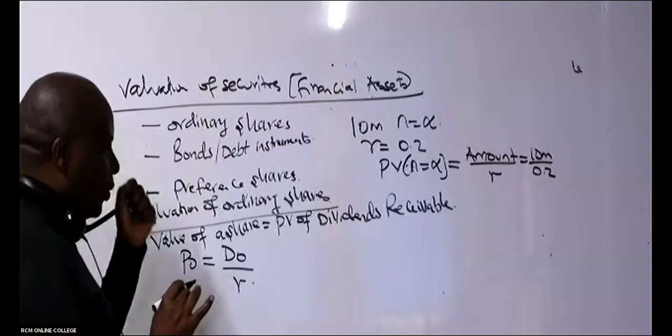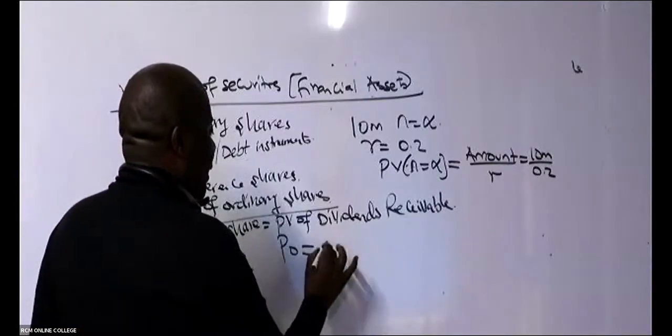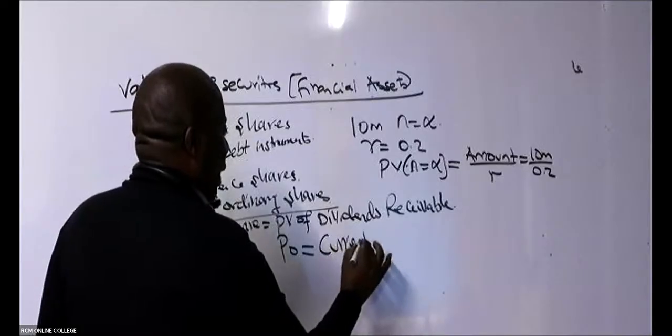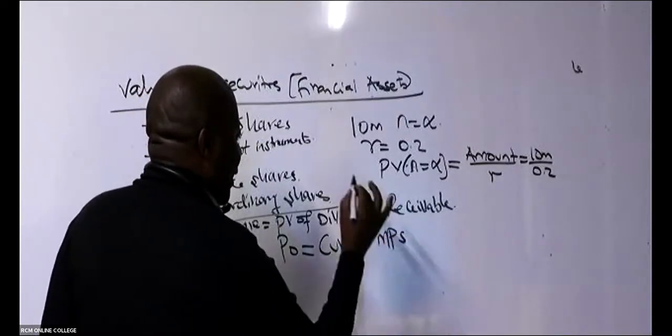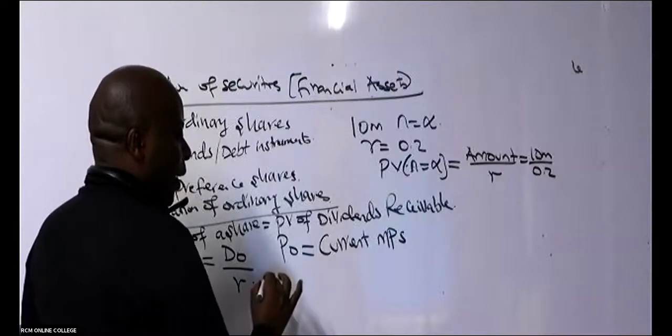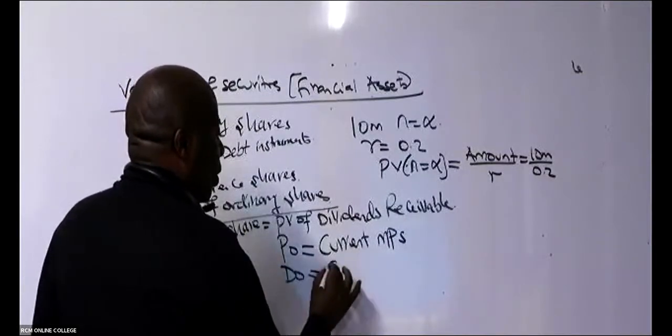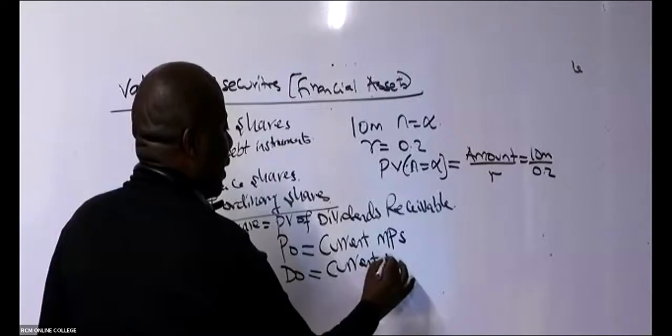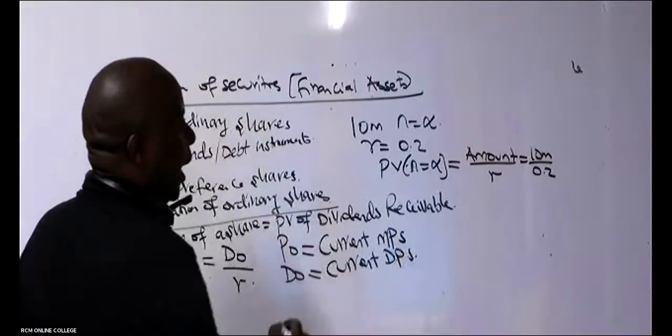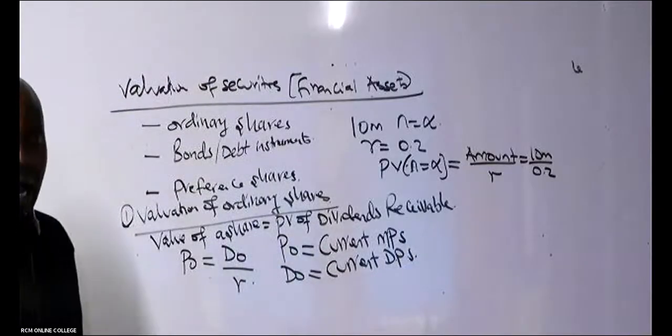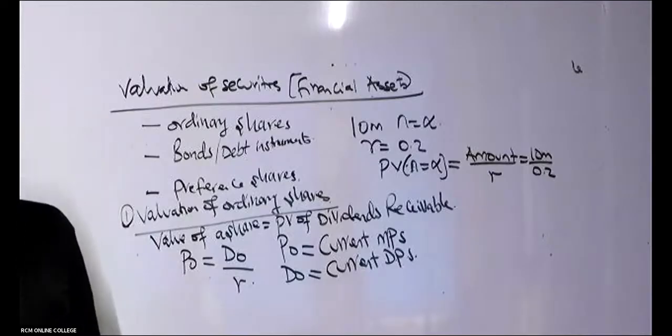So in this case we have P0, where 0 means current: the current market price per share. D0 stands for current dividends per share.